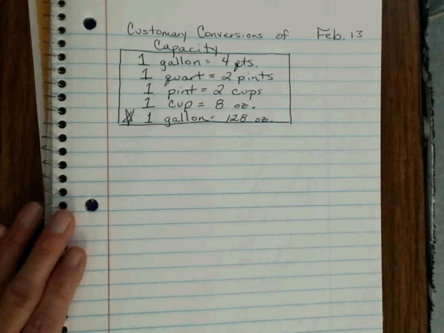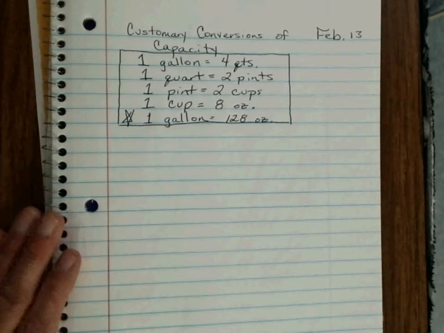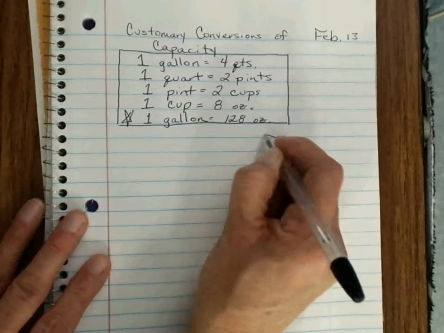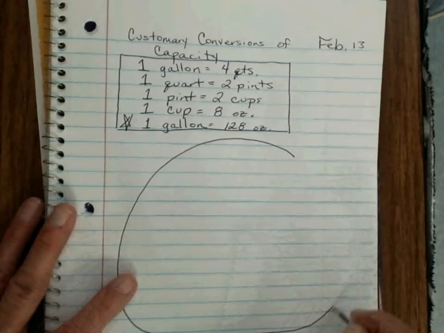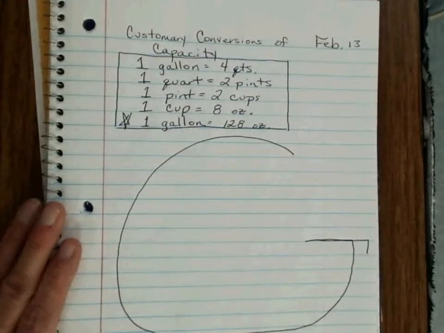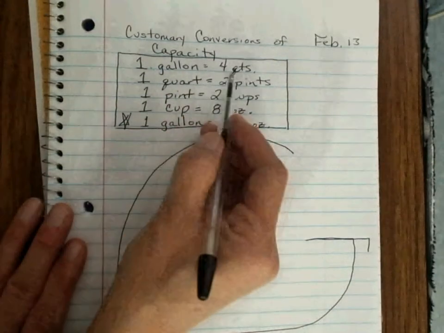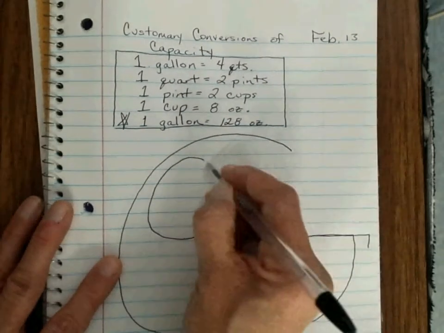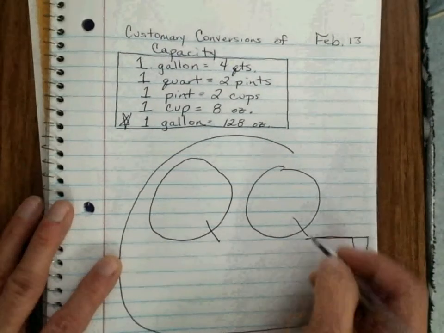Okay, and I have a fun little drawing that you probably saw in 4th grade, but it doesn't hurt to review. Fun little drawing to help you remember it. So I have big G. Of course, the G is gallon. So I'm going to look back up here at gallon, and I see that I have 4 quarts. So inside of big G, I'm going to draw 4 Q's, 4 quarts.